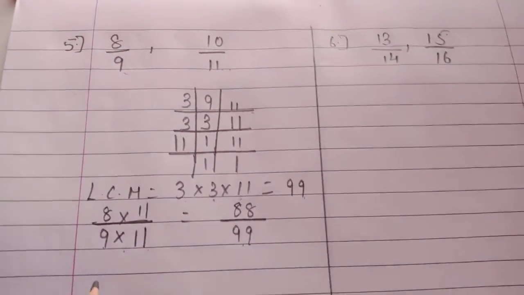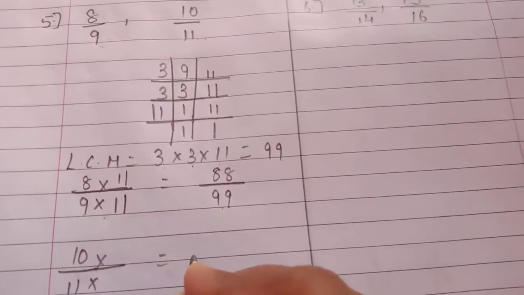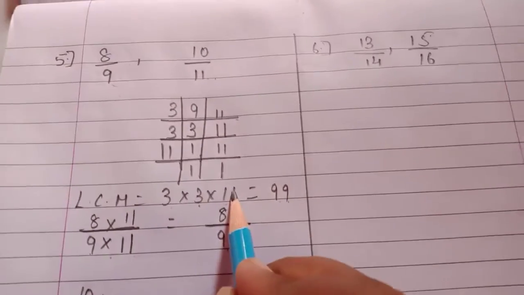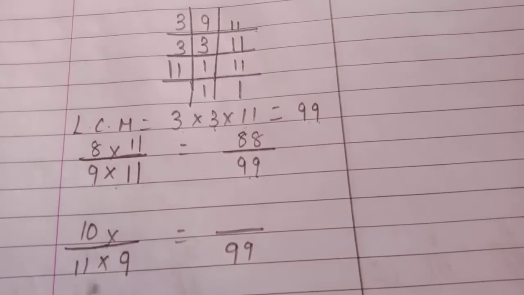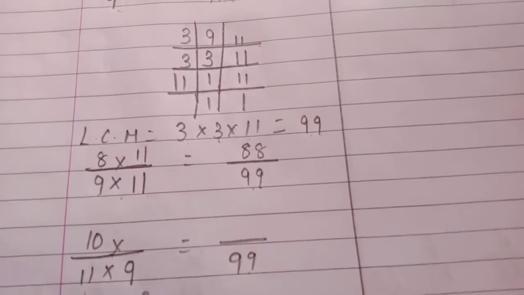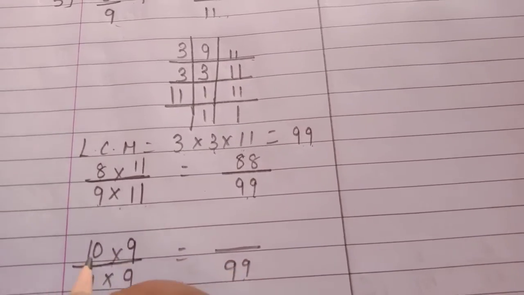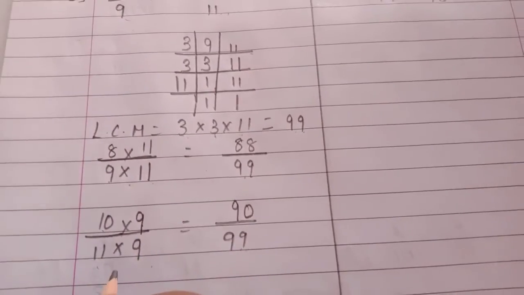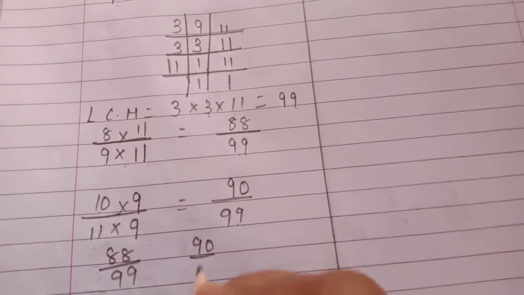Now the next fraction is 10 upon 11. We want the denominator to be 99. So 11 is there. Now which number is left? 3 3s are 9. So we will multiply with 9 here. So we will get 99. 11 9s are 99. So in the numerator also we will multiply with 9. 10 9s are 90. So the fractions are 88 upon 99 and 90 upon 99.